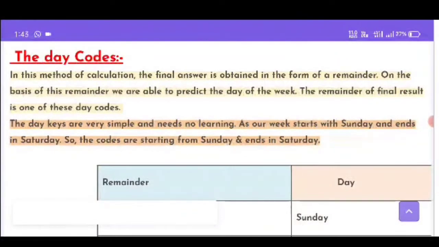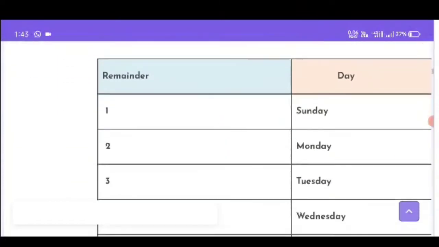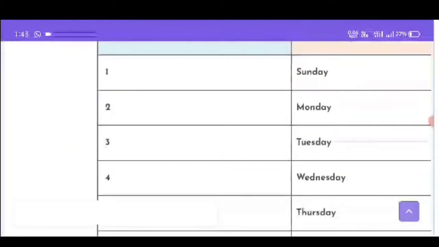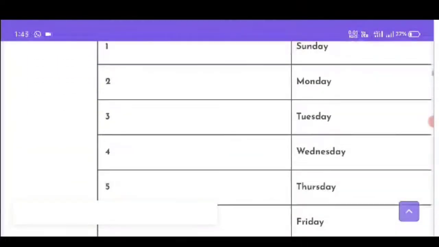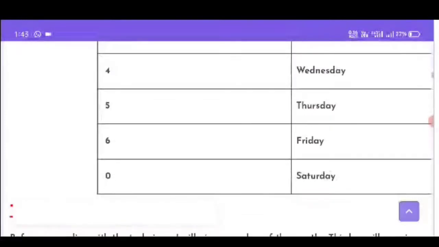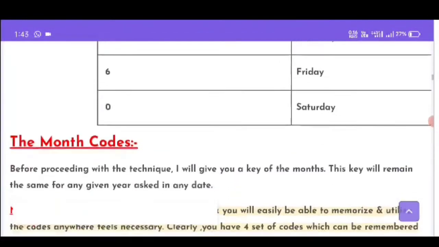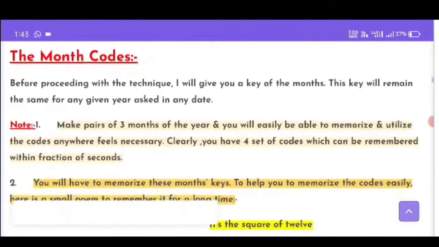The day keys are very simple and need no learning, as our week starts with Sunday and ends in Saturday, as you already know. So the codes start from Sunday and end in Saturday, from 1 to 7 or 0. 1 is for Sunday, 2 corresponds to Monday, 3 is Tuesday, 4 is Wednesday, 5 is Thursday, 6 is Friday, and 0 or 7 is Saturday. These are the remainders obtained on dividing by 7, so the remainders are from 0 to 6.